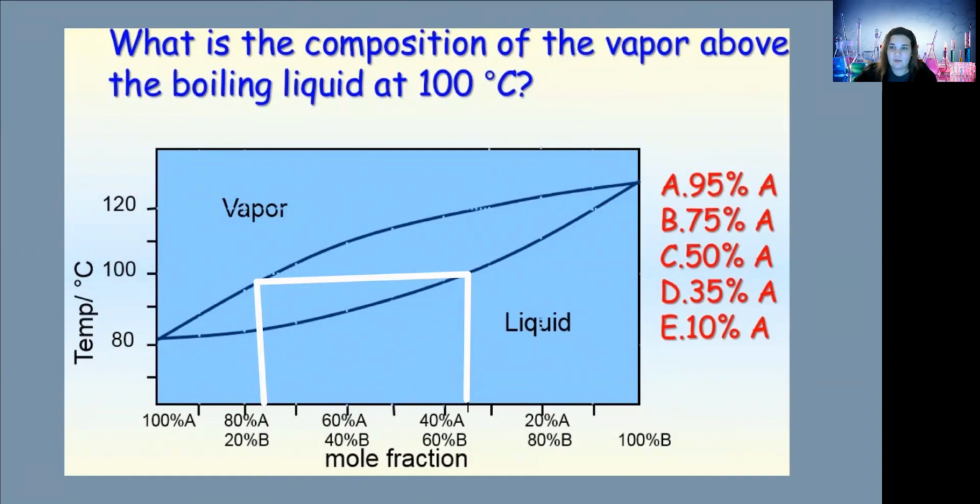Anyways, hopefully you're getting the point that you just take this point, draw a line to the vapor curve. As soon as you hit the vapor curve, you want to come straight down. And here, in terms of A again, we're at about 75, 80% A. And the answer choice that we're going for here is B, 75% A. So here they're asking for the composition of the vapor above the boiling liquid. They could have also asked for the amount of distillate.